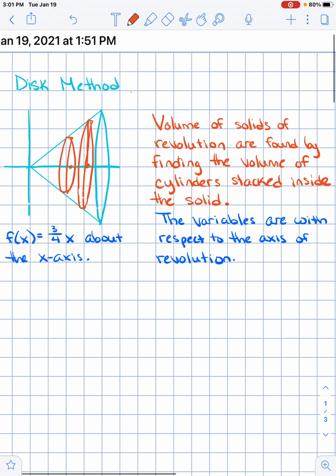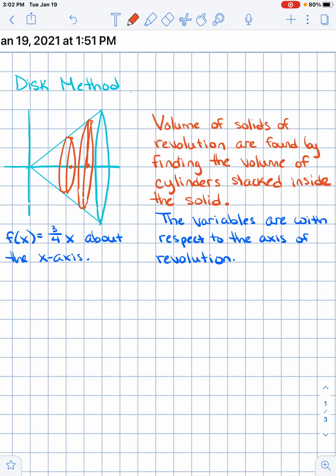So let's just recap with the disk method. The disk method uses the volume of cylinders that are stacked inside of the three-dimensional shape in order to find the volume of the three-dimensional shape. So that's the disk method in a nutshell. The variables that we use to write the volume of these cylinders is with respect to the axis of revolution. And that's going to be important when we talk about the shell method.